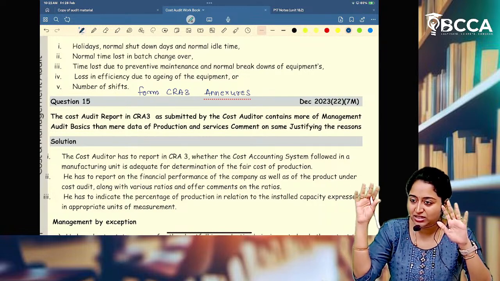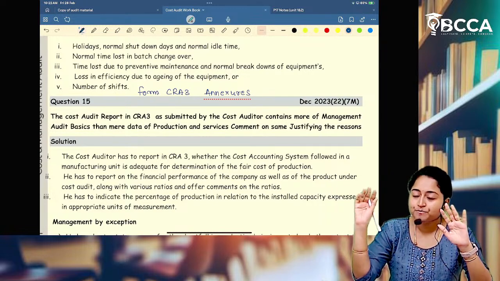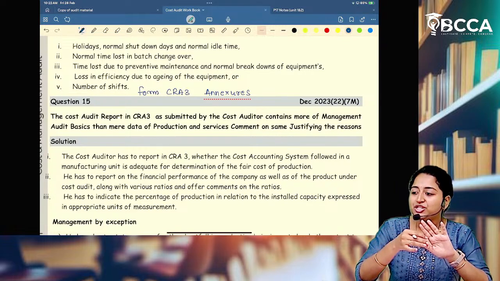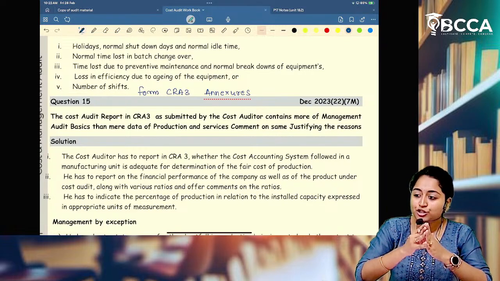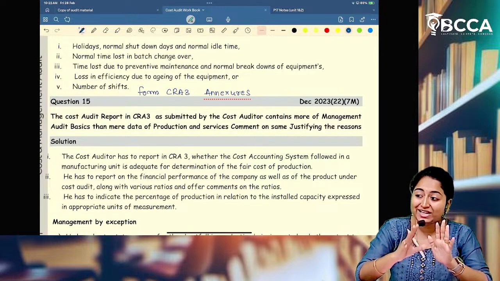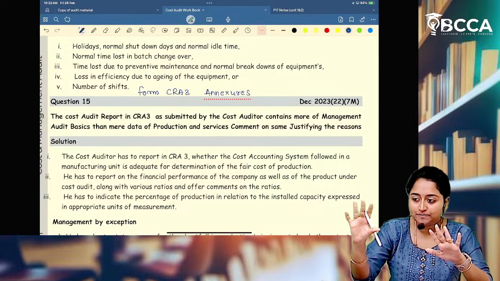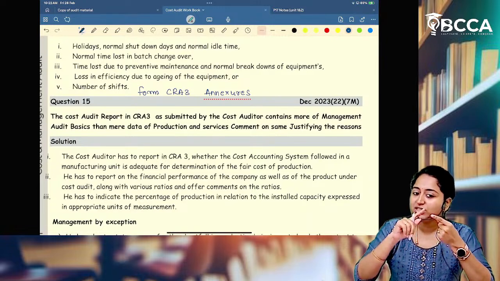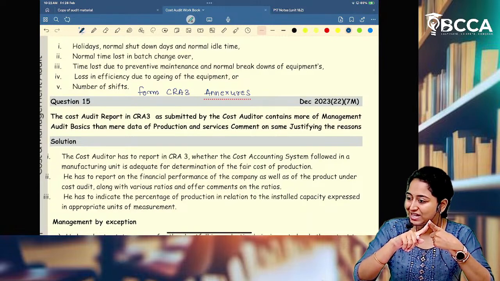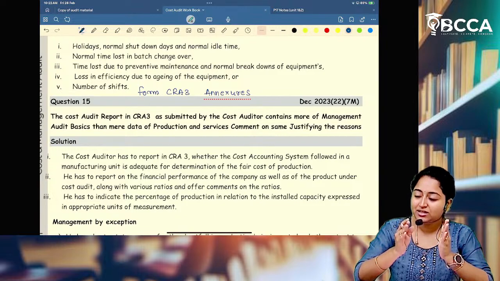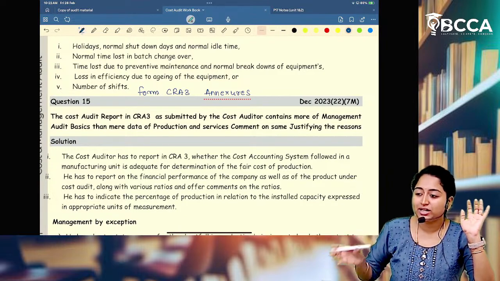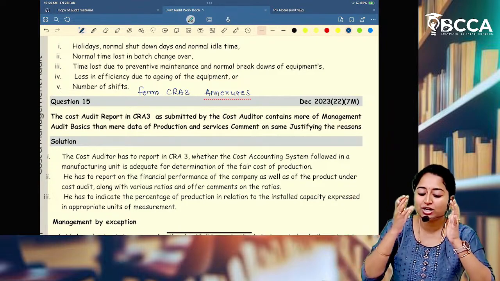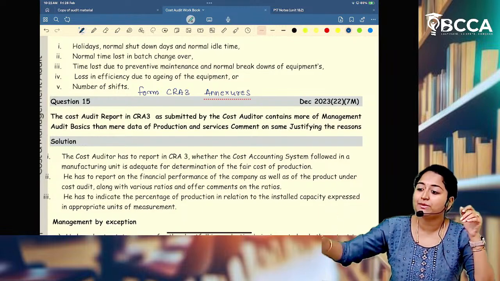Are you rewinding it? You're getting the revision, right? So, all this information the cost auditor can include in the report only if management gives it, isn't it? So what they are trying to tell by this question is that whatever report is prepared in Form CRA-3 is merely given in the cost audit like a management audit, because whatever the work is done, it is done by the management.